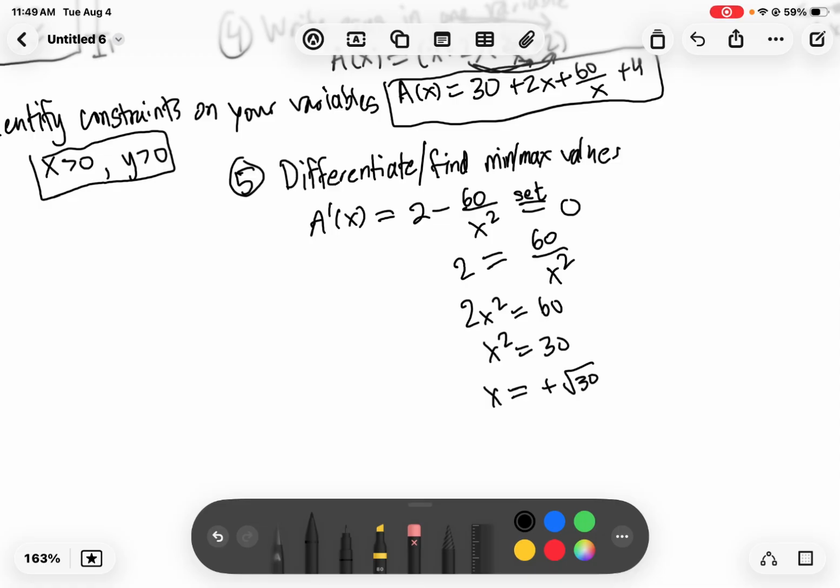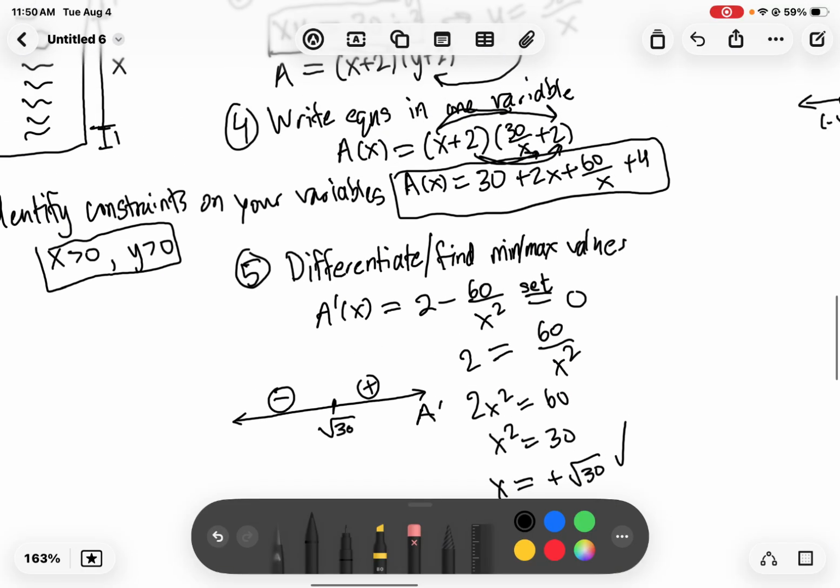So let's go ahead and build our number line now. This is for A prime. So we have square root of 30 right here. Let's test values of x less than square root of 30 and greater than square root of 30. If you test values of x less than square root of 30, you get that the derivative is negative. And for values greater than square root of 30, you get that it's positive. So therefore, by the first derivative test, A does have a local min at square root of 30. All right, so this is correct.